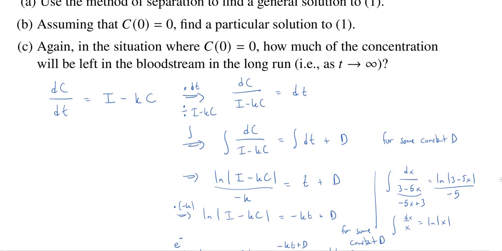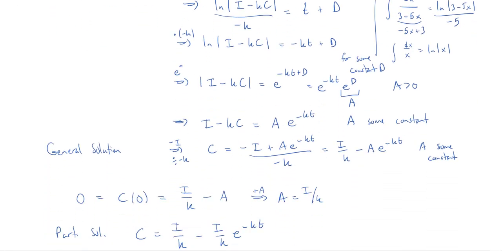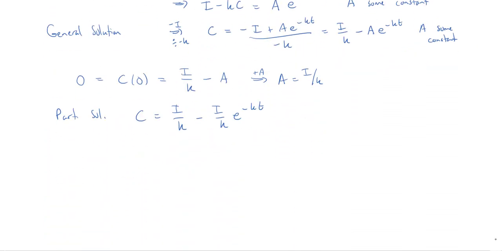What's it say? Again, in this situation where c of 0 is 0, how much of the concentration will be left in the bloodstream in the long run? All right, i.e. as t goes to infinity. So let's see. Is there actually going to be stuff that's just going to stick around forever? So as t goes to infinity, what happens to I over k minus I over k e to the negative kt?